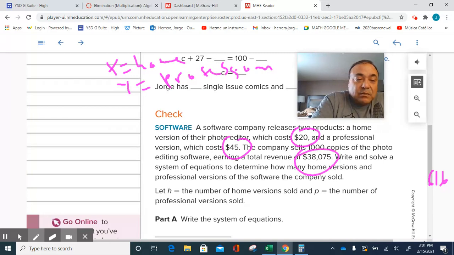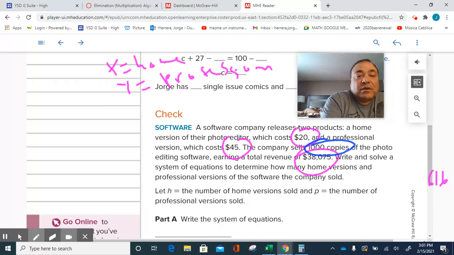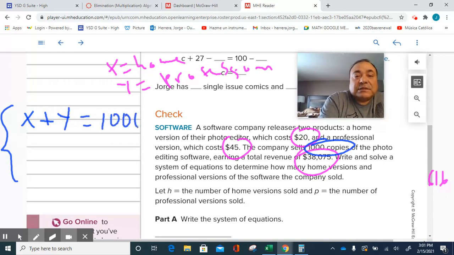But the same thing like we did with the books. That's the key right there. How many? Oh, look at that. It's 1,000 copies right there. So you know that as soon as you do that, the system of equations is going to be x plus y, x copies of home and professional, they sold 1,000 copies. Okay. And then you put the money together. Then we have the home one is 20x, and then the other one is 45y, and they sold a lot of those puppies.